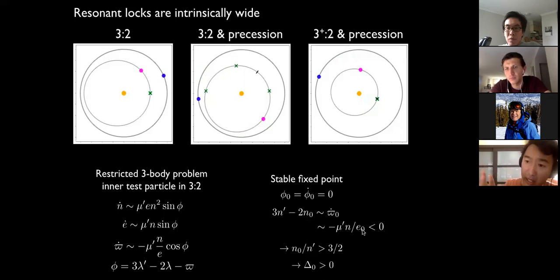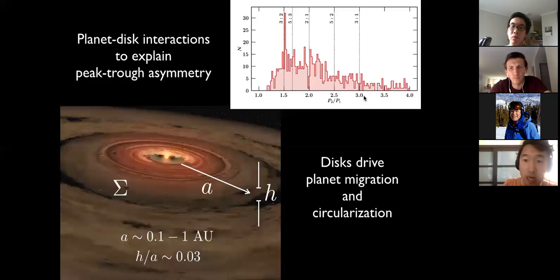And I think we need the other ways, because you see this peak-trough asymmetry at a variety of orbital periods. You see it at short orbital periods, but you also see it at long orbital periods, out to 100 days. And it's hard, I think, to get tides to work at long orbital periods. So tides are great for short orbital periods, but at long orbital periods I think we need something else. And the something else, I think, is the disk. So we're going to use the disk in addition to tides to damp the eccentricity. This was our little study, and we're going to try to reproduce this structure.